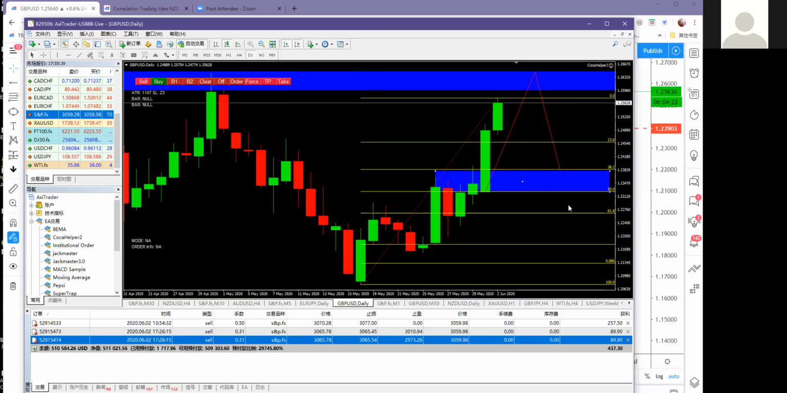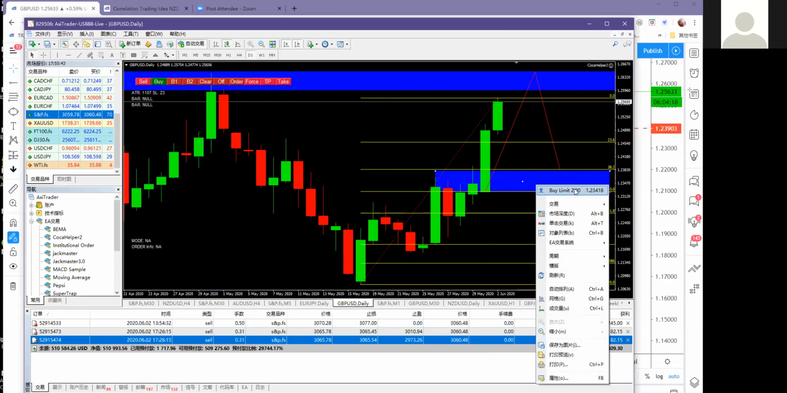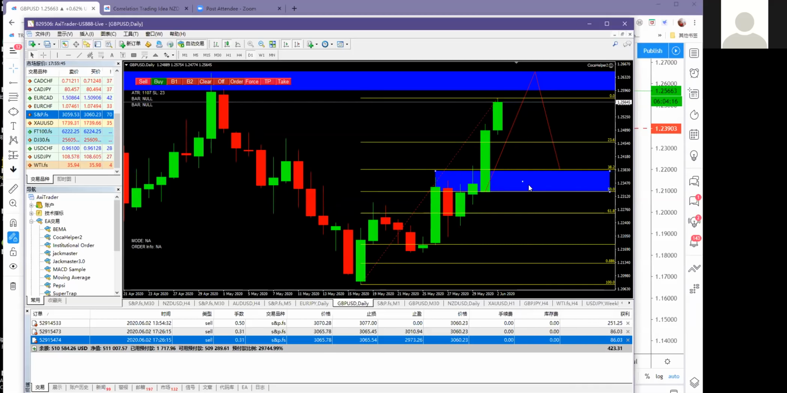Use this zone for you to take a buy of sterling. You can even put a buy limit. You can put a buy limit here, no problem. All right, this is the first scenario if it comes back to this place.